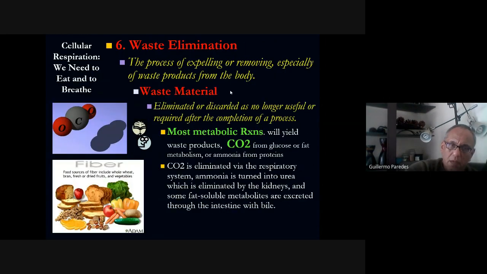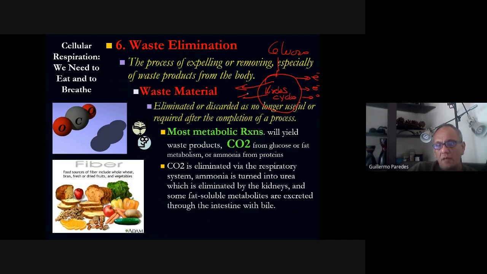And number six, we have the waste elimination. Waste elimination is like we have byproducts of the metabolism of this process. So I told you that here we have the glucose, and they are going to turn into the Krebs cycle. In the Krebs cycle, they're going to release electrons in order to produce ATPs, each chemical reaction, but at the same time are going to have waste products that are going to be carbon dioxide and water.